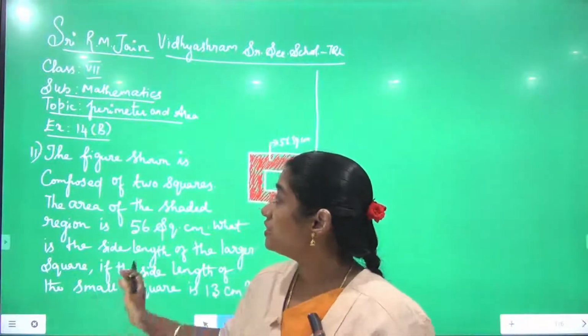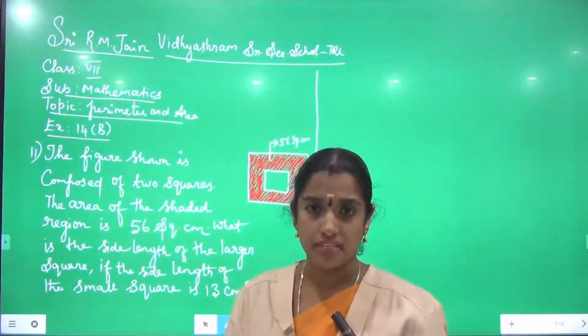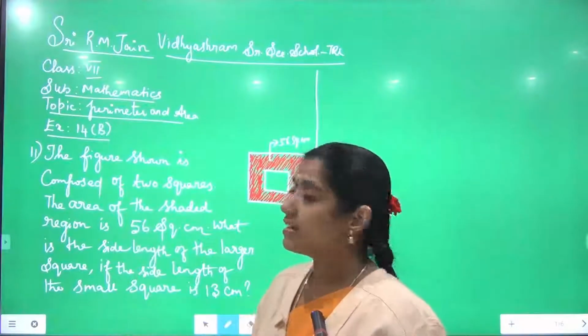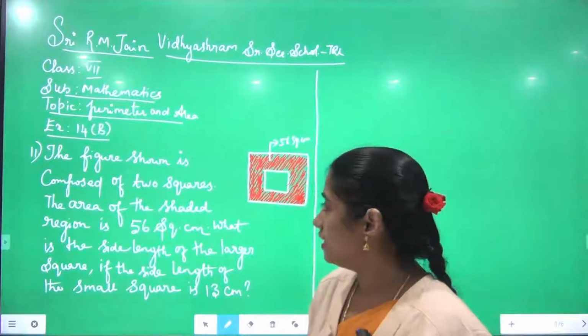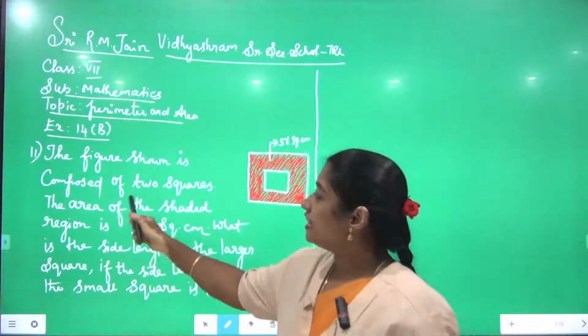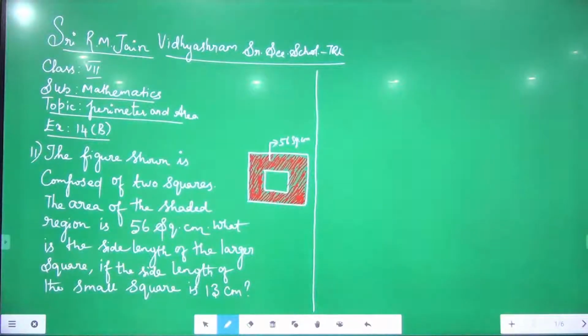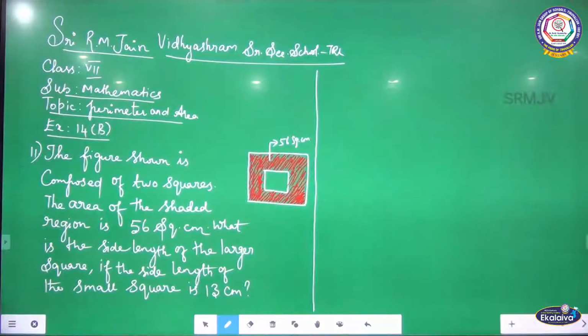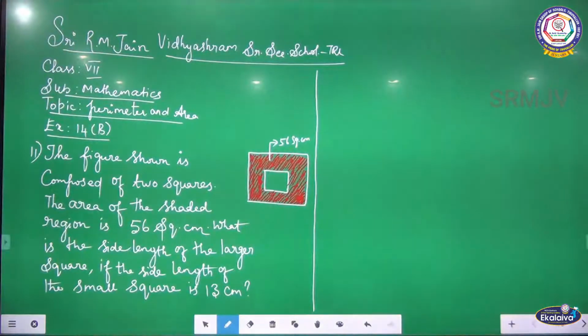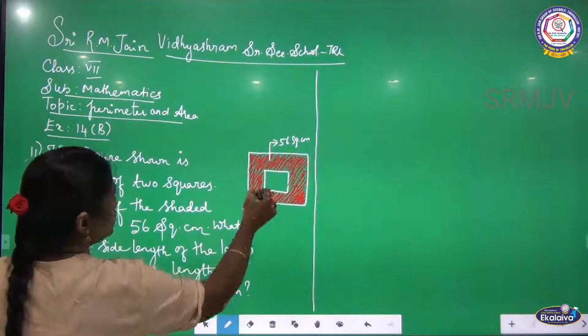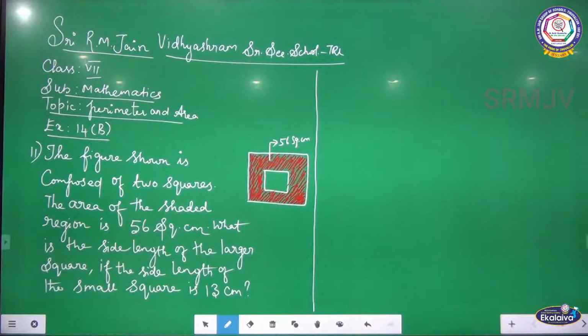Now I am going to discuss the perimeter and area for 7th standard children, exercise 14B. Listen children, the figure shown is composed of two squares. The area of the shaded region is 56 square meter. What is the side length of the larger square?